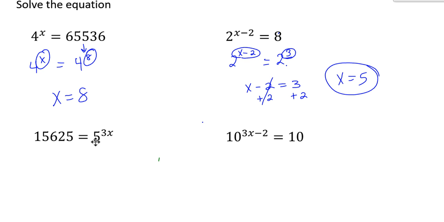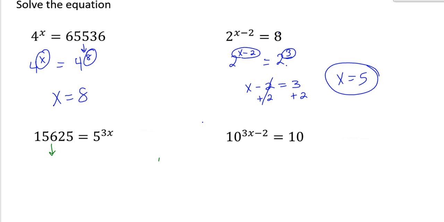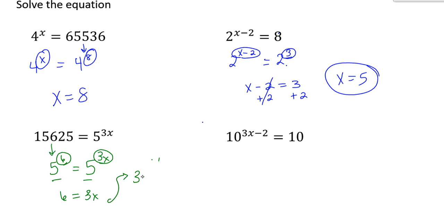This one says 5 to the 3x, and over here we've got 15625. So let's look back at that table. 5 column, 15625, that's a 6. So this is going to be 5 to the 6th equals 5 to the 3x. That means we can take the powers, now that these match. 6 equals 3x. Again, I prefer my variables on the left, so I'm going to flip-flop that. Divide by the 3 to get rid of it. That means x equals 2.